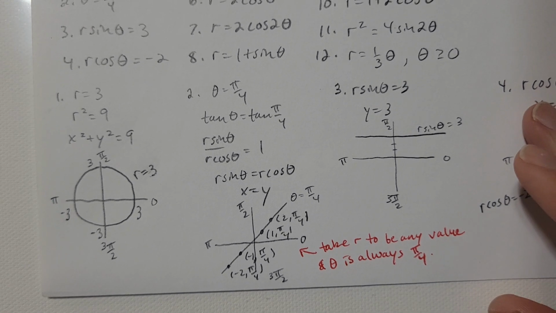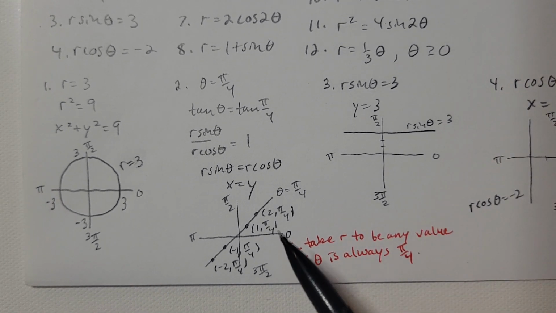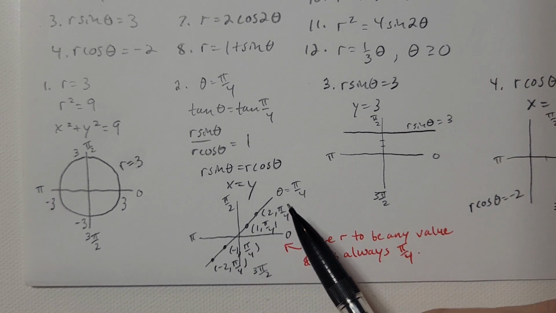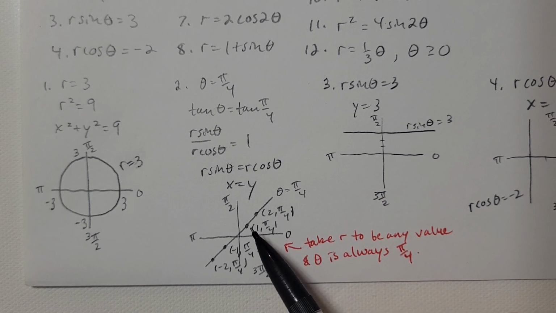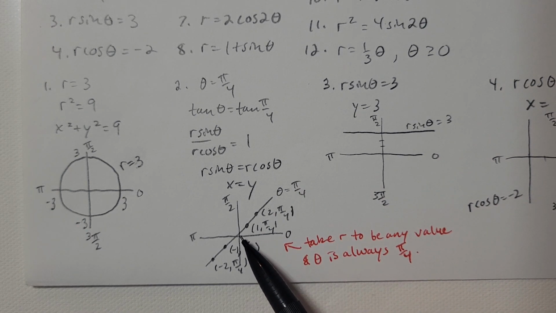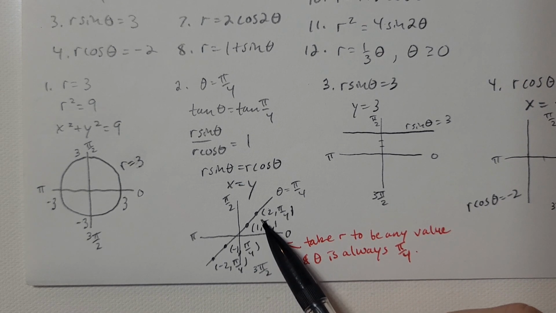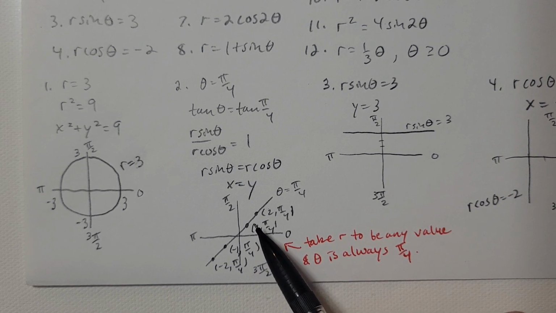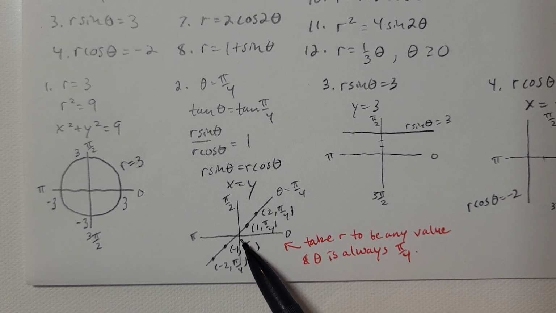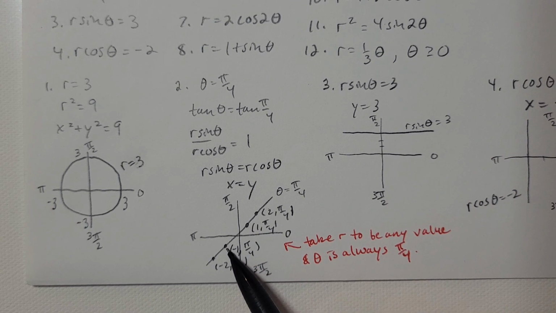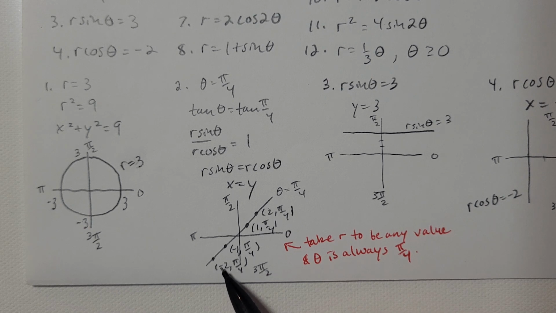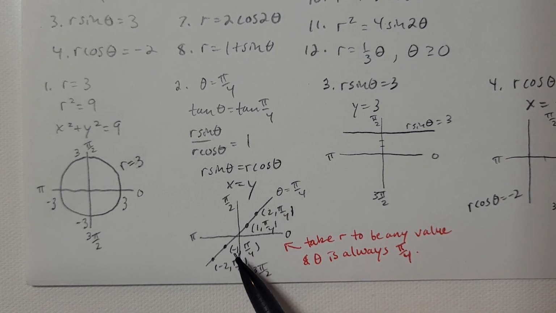It is not going to matter what r is. R can be any number. Theta is always going to be pi over 4. So if I go out 1 unit, go up to pi over 4, plot a point. If I go out 2 units, go up to pi over 4, plot a point. R can be a negative, right? So here's negative 1 at pi over 4, negative 2 at pi over 4, right? And I end up getting this line.